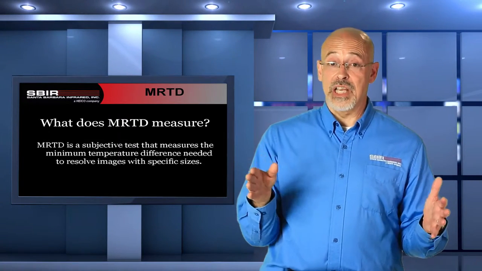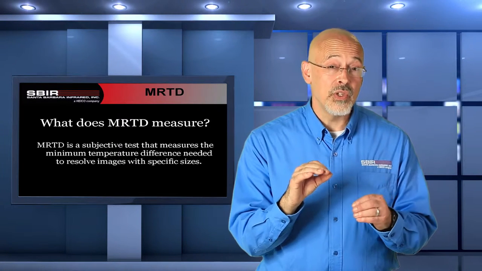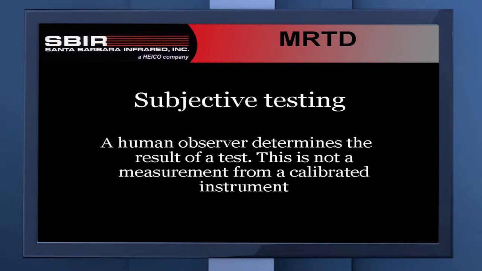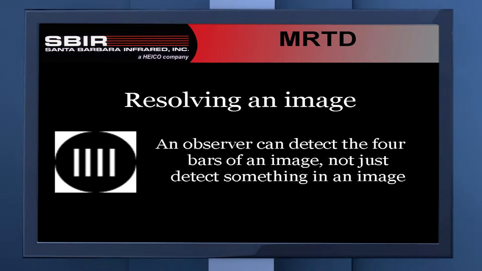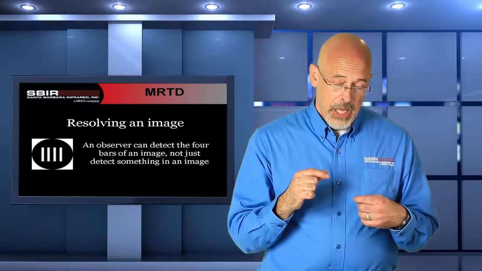First of all, it's a subjective test. What that means is that we have humans that are making the observation. This isn't an objective analysis from some piece of equipment. We have to have a human observer that's looking at an image and deciding whether or not there's a pass or a failure. When we talk about resolving an image, we see here a four-bar target. And what's important is not to just be able to see something there, but to be able to see four bars. You need to resolve the image.